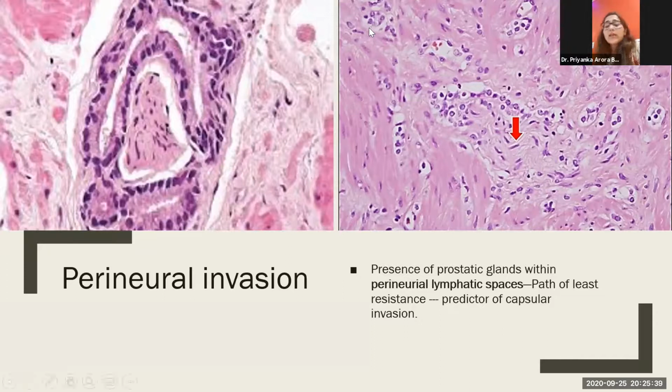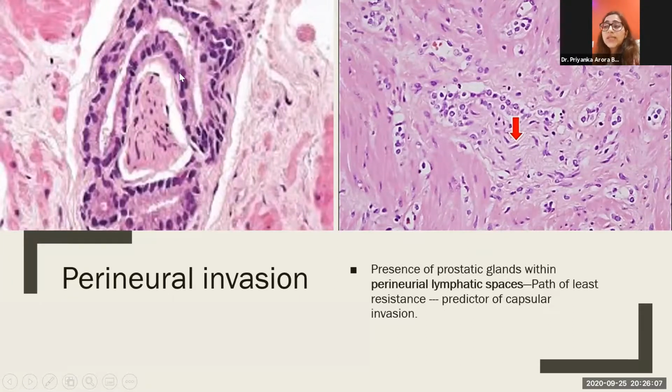So what is the characteristic? There are a few other characteristic features that you see with prostatic carcinoma. One is perineural invasion. You can identify the nerve here. If it is circumferentially surrounded by the malignant neoplastic prostatic gland, it is known as perineural invasion.